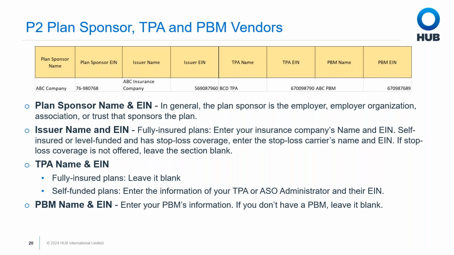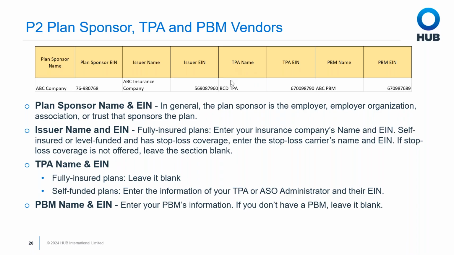If you are self-funded or level funded and you have stop-loss coverage, you would be reporting the name of the stop-loss carrier, not the name of the plan sponsor. When we look at the term issuer name and EIN, it's the name of the stop-loss carrier and EIN. If stop-loss coverage is not offered, you leave this section blank. And then you proceed to report on the TPA.